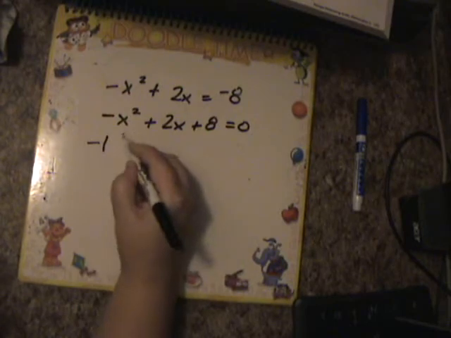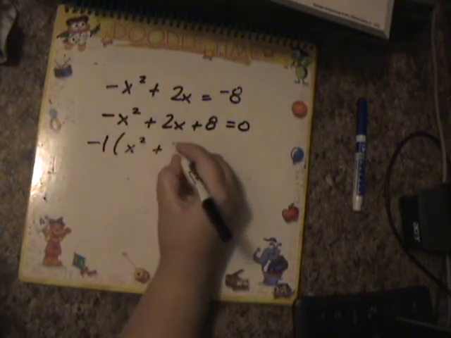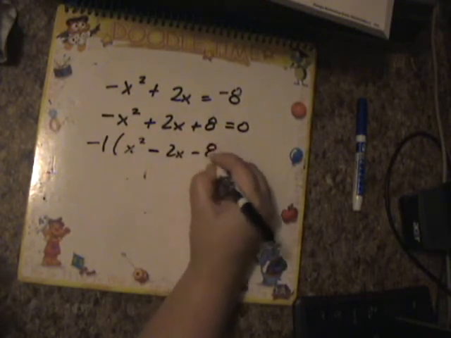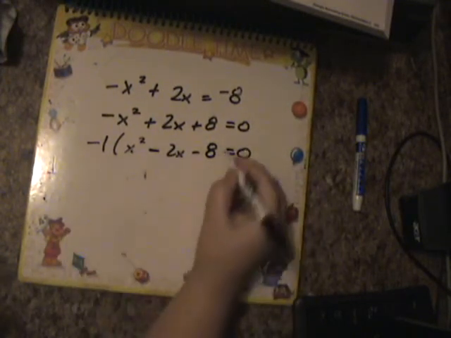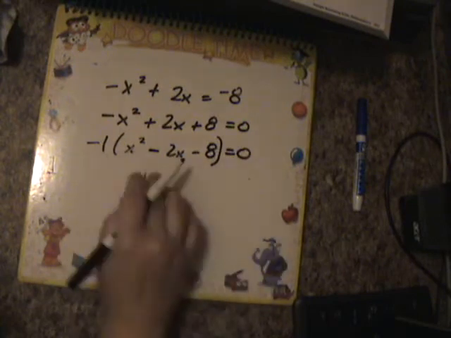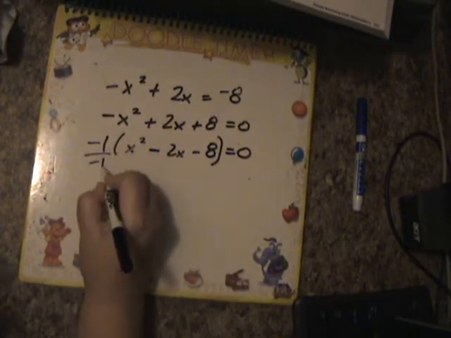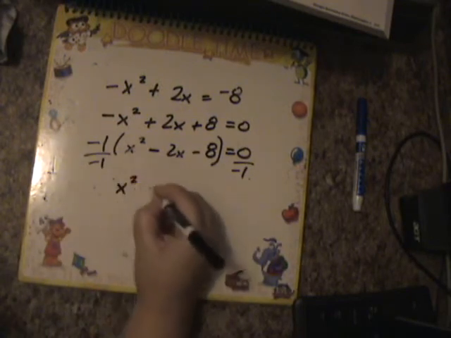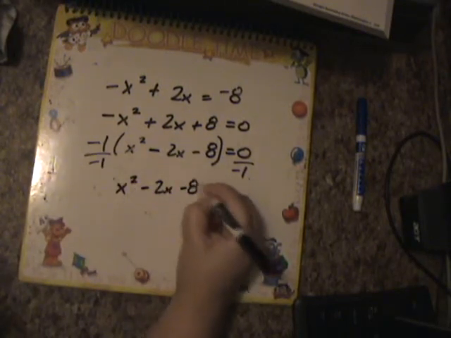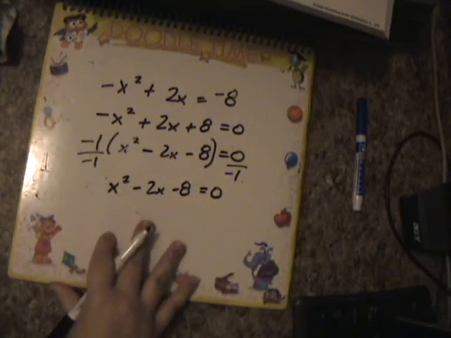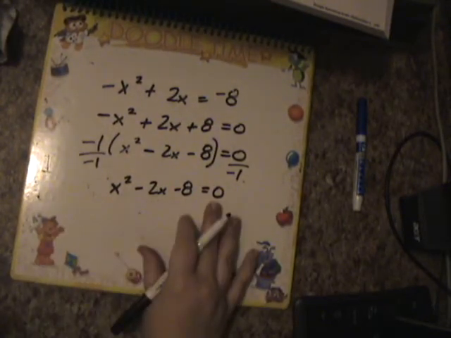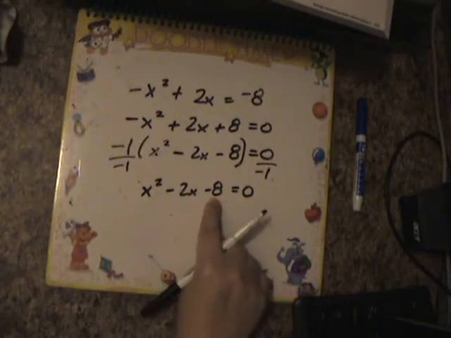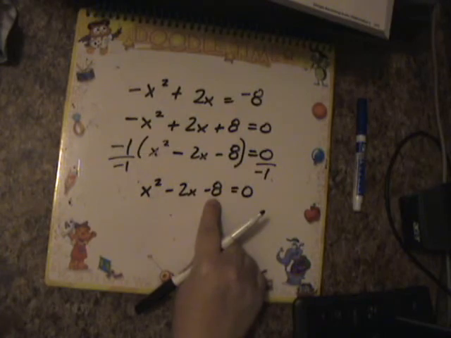So I'm actually going to take out a -1, x squared minus 2x, oh, I've got to change my signs, minus 8 equals 0. So this changes the signs, and then I can simply divide by -1, which doesn't change anything, but it gets rid of that negative. So I have x squared minus 2x minus 8 equals 0. So finally, we've got a cleaned up equation, and we want to factor this. So we say to ourselves, well, I have an 8 here. What are multiples of 8?